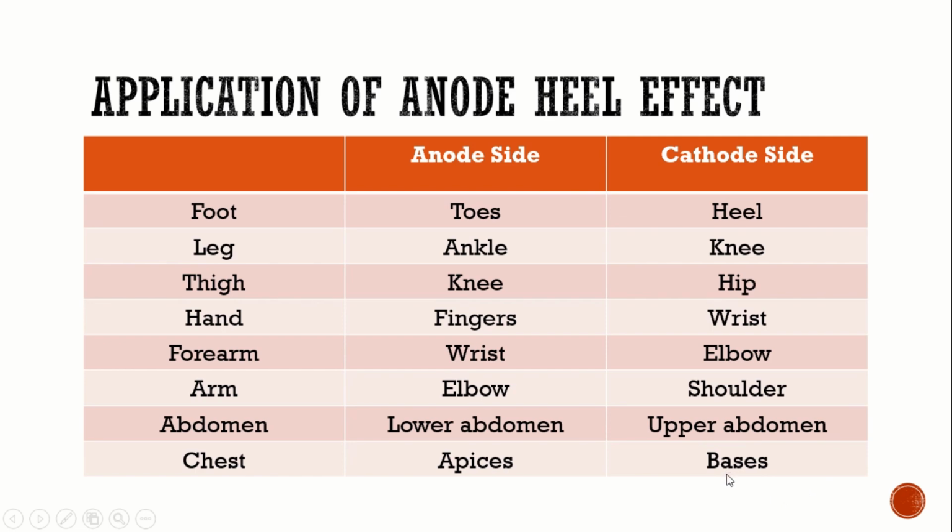Moreover, since you do not want to expose your patient's thyroid gland to the higher intensity of the cathode side over the anode side, for radiation protection purposes also of the thyroid gland, you position the bases of the lungs under the cathode side.